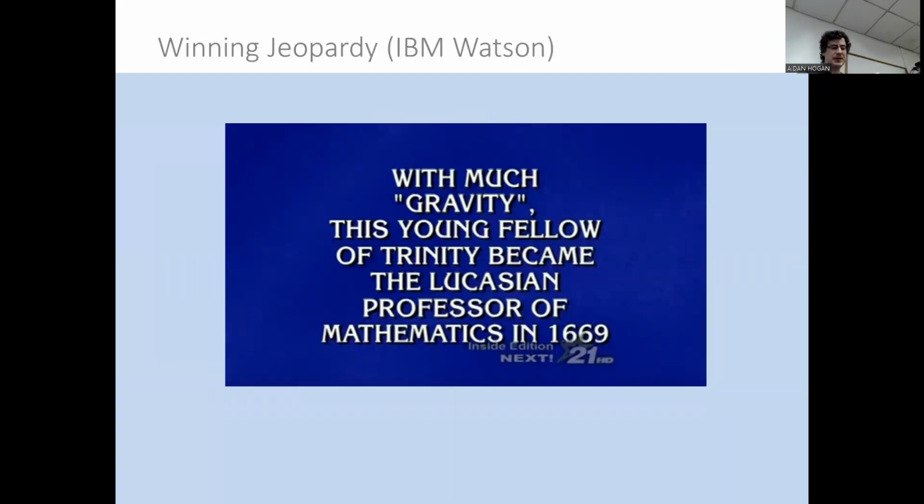So some time ago, there was this application called IBM Watson. Have you heard of the game show Jeopardy from the US? So it gives you an answer of sorts, and you have to give the answer, but phrase it as a question, right? So this says, with much gravity, this young fellow of Trinity became the Lucasian professor of mathematics in 1669. Any ideas?